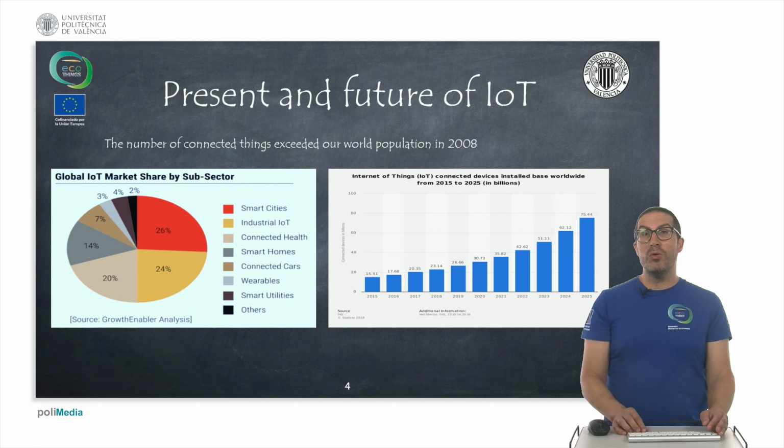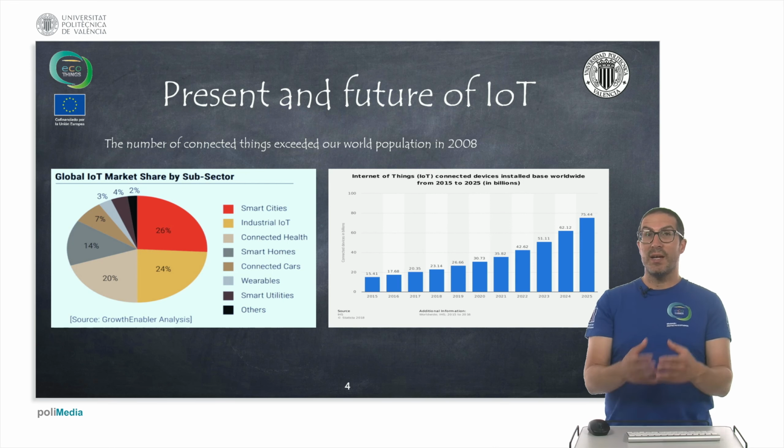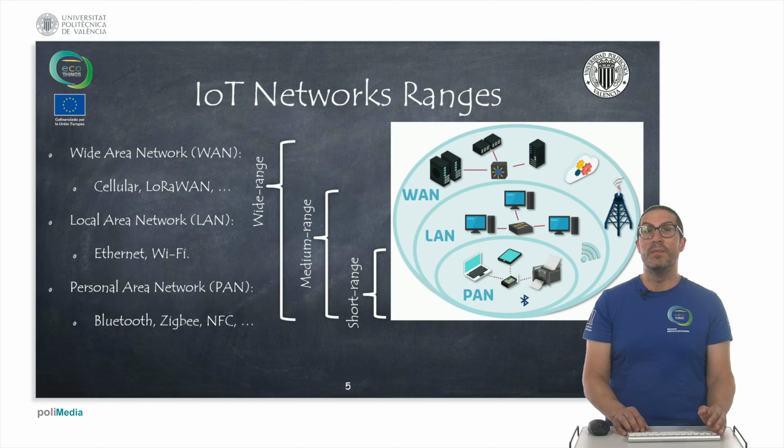So those devices can be found divided in the market in different areas. Particularly, we can find many applications in smart cities, also in industrial applications, also health, smart homes, and wearables. And as you can see in this plot on the right, the number of connected devices is growing exponentially. Indeed, the amount of connected things exceeded even our world population years ago.